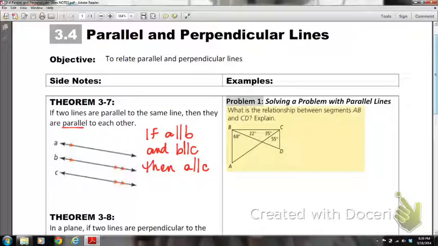This is similar to a transitive property for parallel lines. Just like with equality, if A is equal to B and B is equal to C, then A is equal to C. So this is a very similar property for parallel lines.